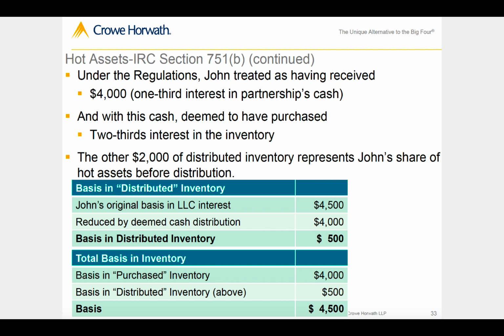And then remember, we treat it like he went out and bought the inventory from the partnership for $4,000. So now his basis in the inventory includes the basis in the distributed inventory and the basis in the purchased inventory. So the total basis is $4,500.